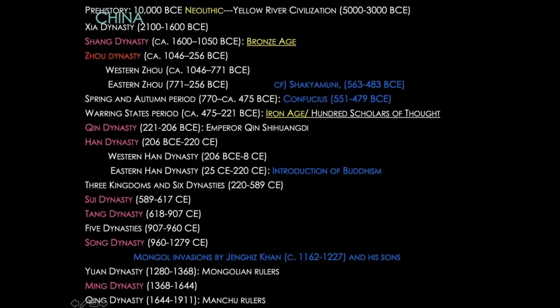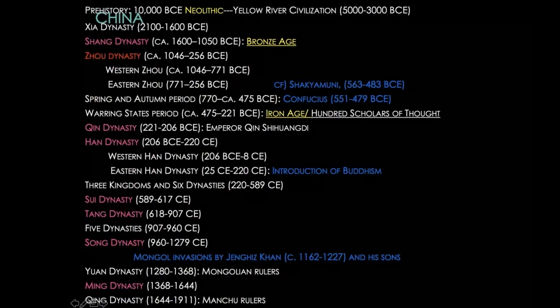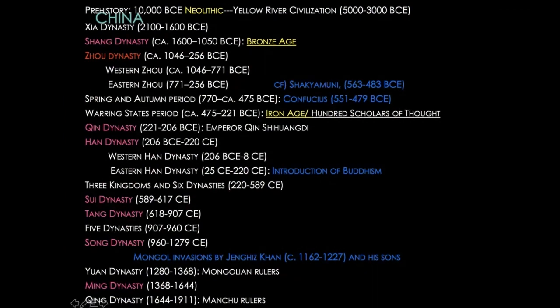This slide, I want you to either copy or print out so that you carry it somewhere convenient. So this is the chronological dynasties of China. So our class will go in this order.